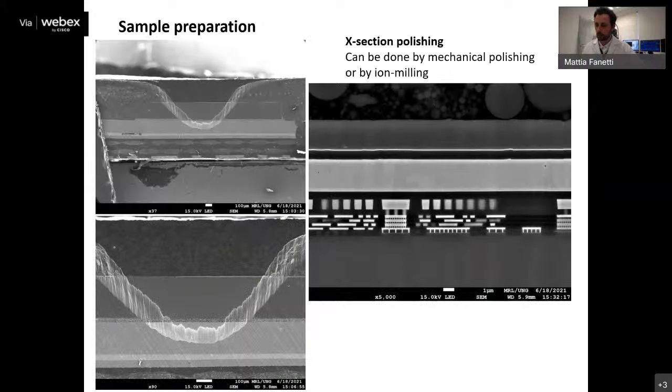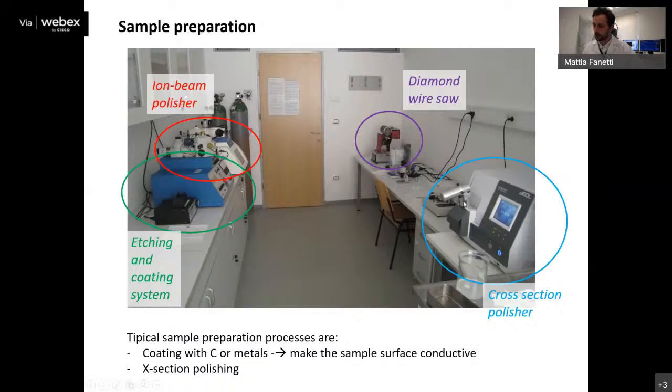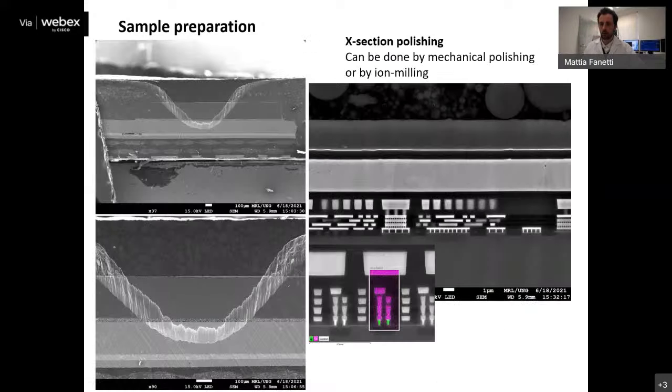Another very important sample preparation technique which I want to mention is cross-section polishing. In several cases, you need to analyze a sample in cross-section. If it is easy to cleave it and have a flat cross-section, you can also do it mechanically. But sometimes it's not easy, and you want a very precise and flat cross-section. So you use this machine, which with an argon ion beam mills the sample and polishes your material very carefully.